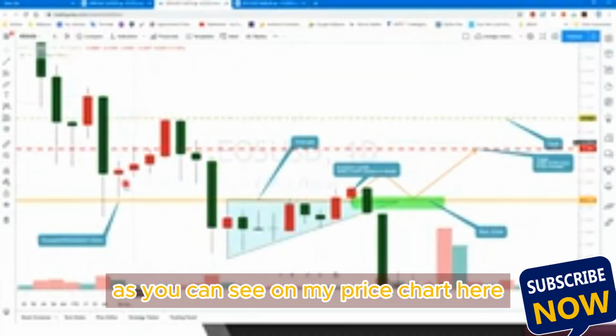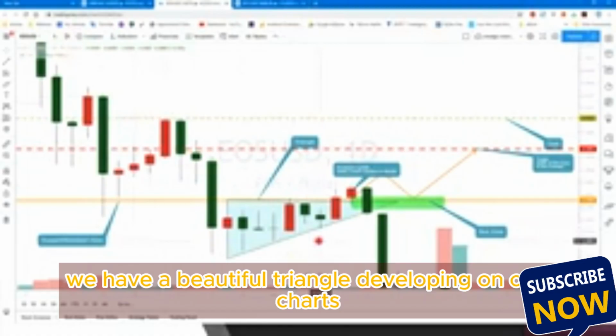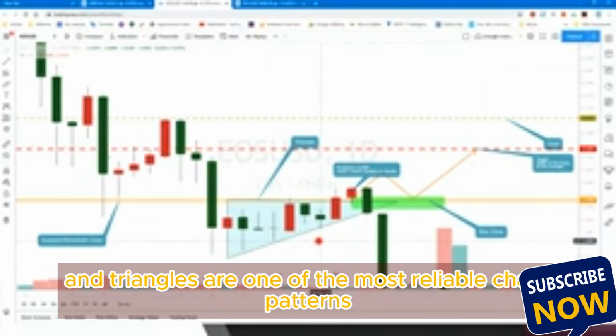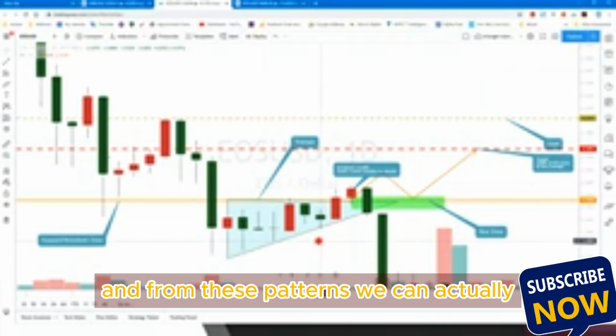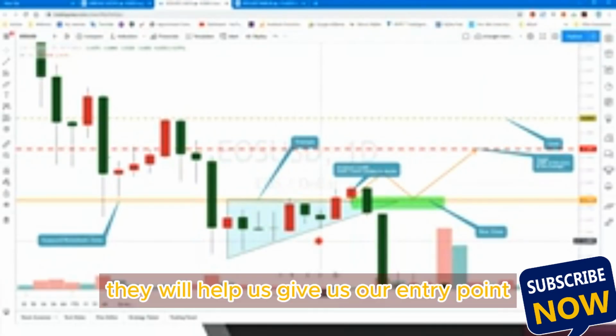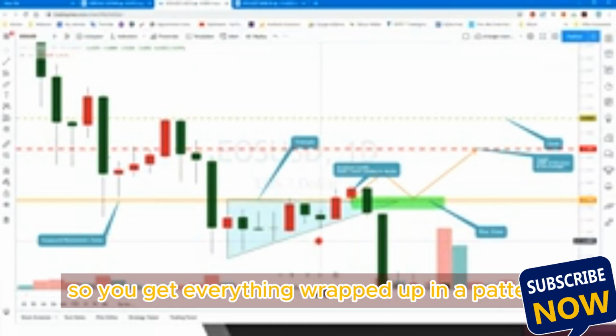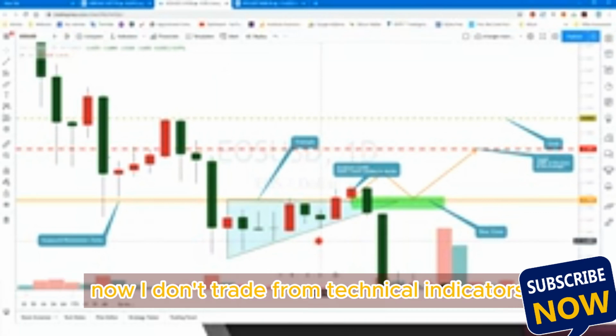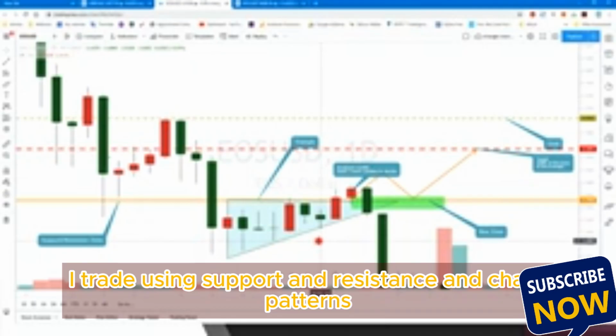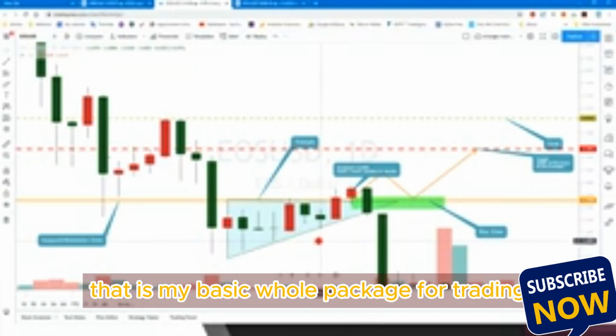As you can see on my price chart here, we have a beautiful triangle developing on our charts. And triangles are one of the most reliable chart patterns. And from these patterns, they will help us give us our entry point, our exit point, our target, and where to put our stop loss. So you get everything wrapped up in a pattern. Now, I don't trade from technical indicators. I trade using support and resistance and chart patterns. That is my basic whole package for trading.